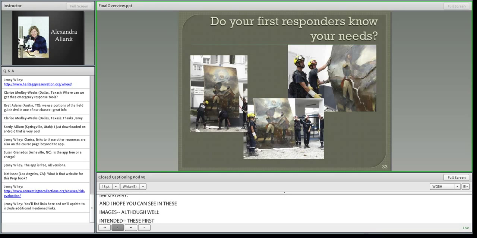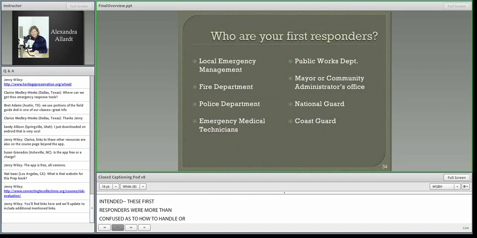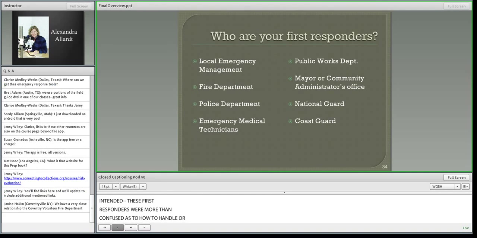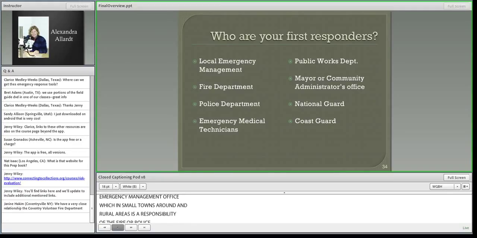You may not be sure who your first responders are. You can start with your local emergency management office, which in small towns and rural areas commonly is the responsibility of the fire or the police department. Sometimes in a larger town and in most cities, there is a staff position emergency manager. So if you have a city hall, there might be a staff position within that particular location.